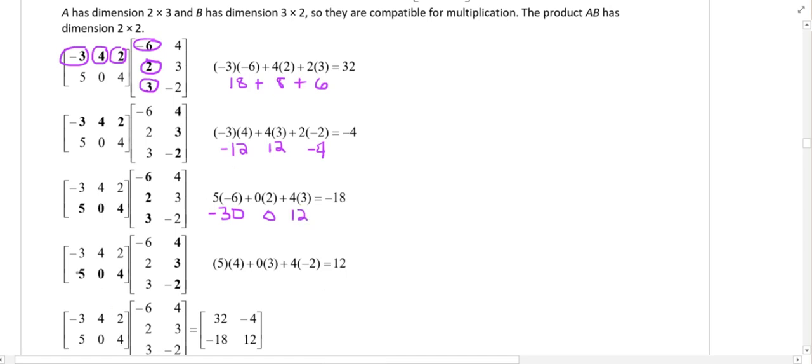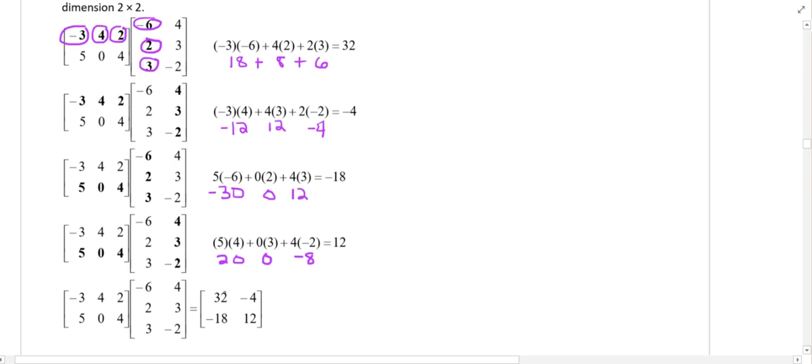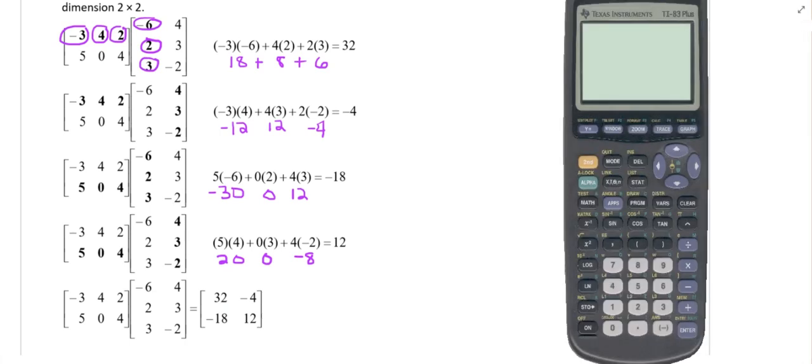And then the very last thing you do is the row 2 times column 2. So 5 times 4 would give you 20, 0 times 3 is 0, 4 times -2, -8, 20 minus 8 gives you 12. So then this would be row 1, column 1, row 1, column 2, row 2, column 1, row 2, column 2. So you would have your 2 by 2 matrix look like so. 32, -4, -18, 12. It takes a while.